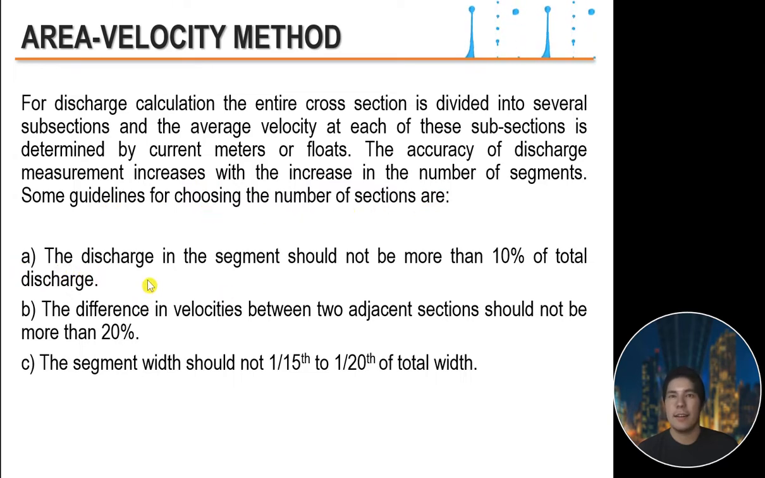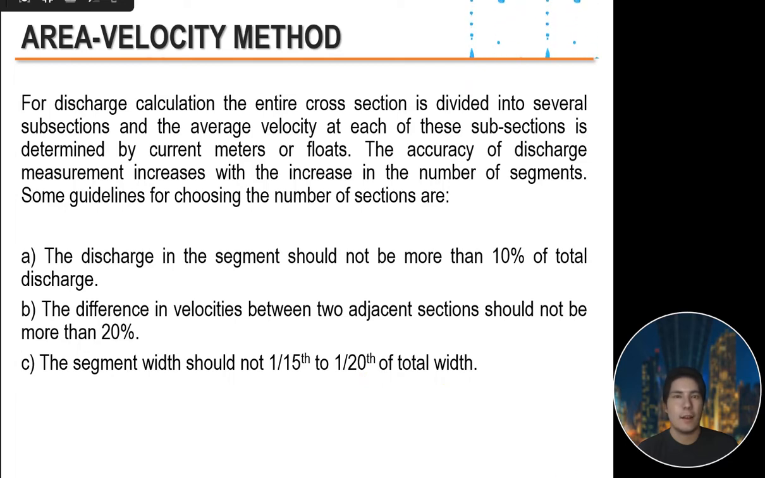No? A, the discharge in the segment should not be more than 10% of the total discharge. The difference in velocities between two adjacent sections should not be more than 20%. And the segment width should not be more than 1 over 15 or 1 over 28 of the total width.